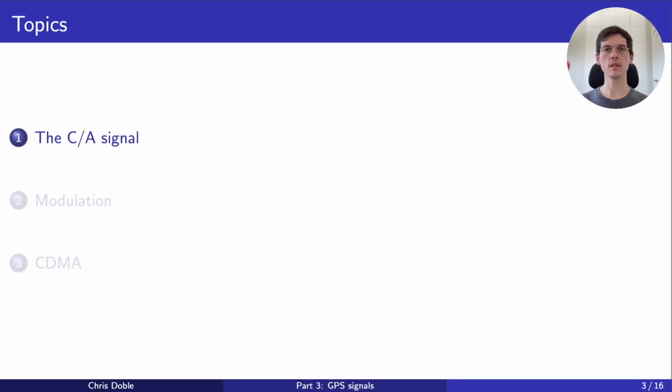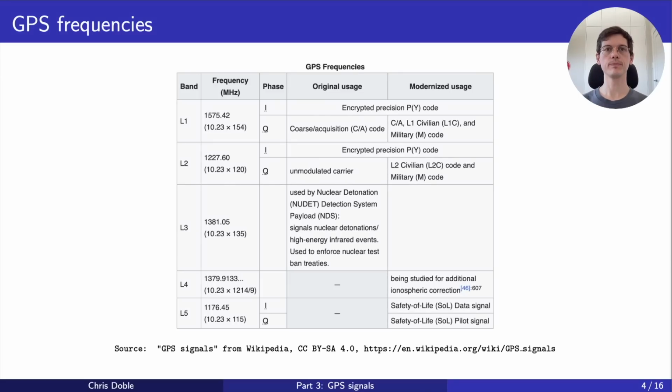In the first video in this series, I said that GPS satellites continually transmit radio signals. They actually transmit multiple signals on multiple frequencies, as summarised in this table from Wikipedia. There's a lot of information here, so let me step you through it. A band is a frequency on which a GPS satellite might transmit. Each band can be split into two phases, with different information on each phase.